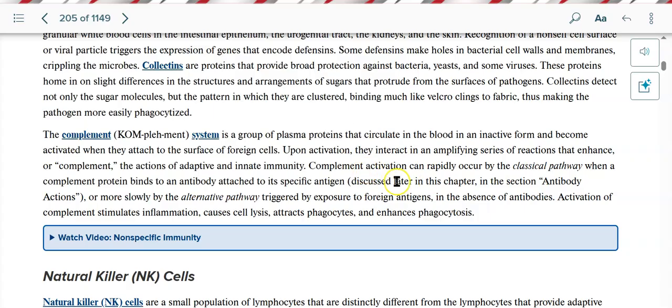And we'll see a little more about that later in this section. Or there's an alternative pathway that's a little bit slower, triggered by exposure to foreign antigens in the absence of antibodies. So even if you haven't developed antibodies against a new antigen, complement will stimulate the inflammation, cause the cells to split, attract phagocytes, and enhance phagocytosis.